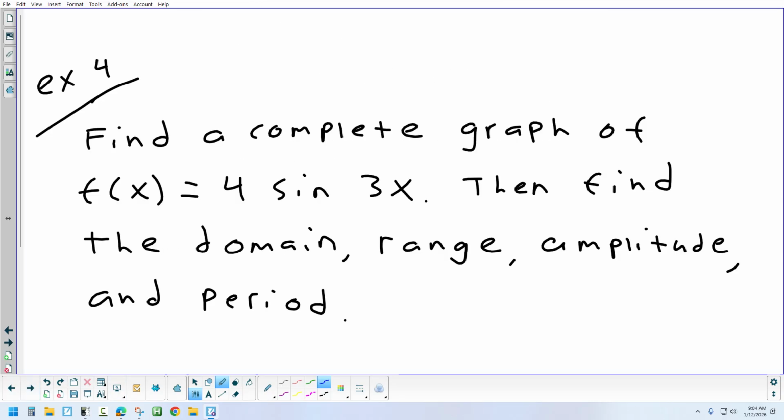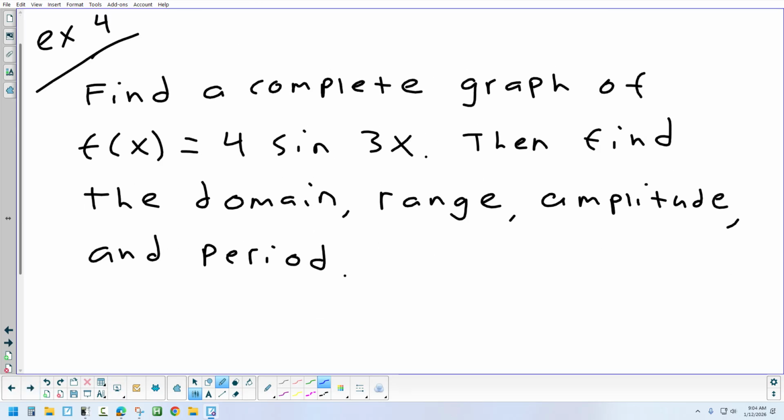So now, that's pretty much it for graphing by hand. We graphed all the individual transformations last academic week, and we did multi-step this week. Now we're going to start doing some things on the calculator. It says find a complete graph, which means on the calculator. Tell me the window, and then find the domain, range, amplitude, and period.